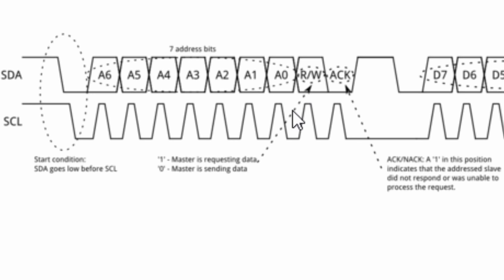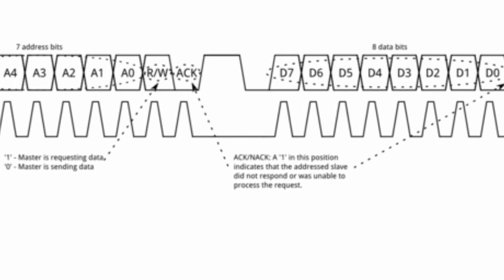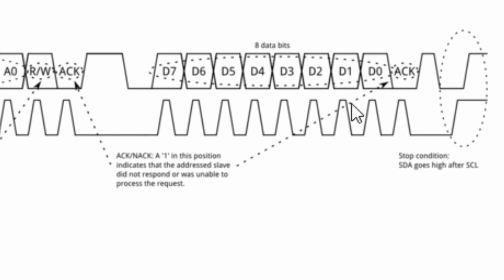If it sends a 1, then the master is requesting data. It's basically the master reading from the slave. And if it sends a 0, then the master is sending data to the slave. At this point, if the slave address which was sent exists on the bus, then the slave will send an acknowledgement bit to the master. Data is then transferred on the serial data line in the direction that was specified by the master.